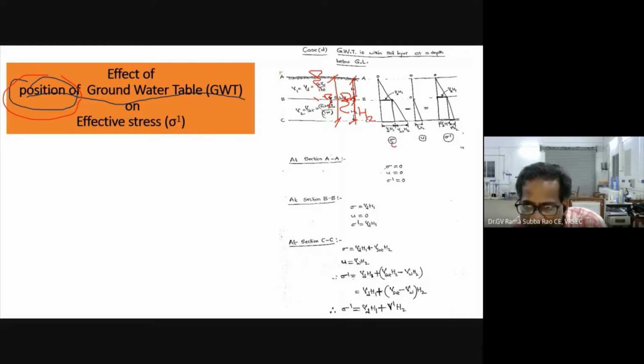Now I want to draw the total stress diagram, sigma. I will start now. At the top it is gamma D into 0, because the ground is dry. So it is 0. Now at the interface, at the bottom of the dry portion, I can write gamma D into H1, because H1 is the thickness of the dry portion.